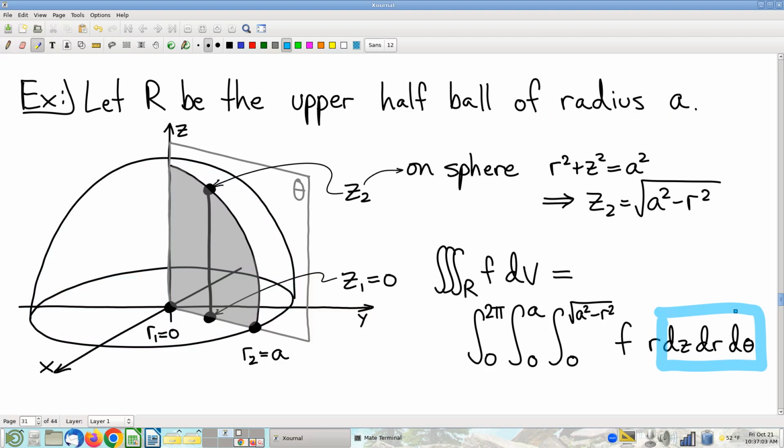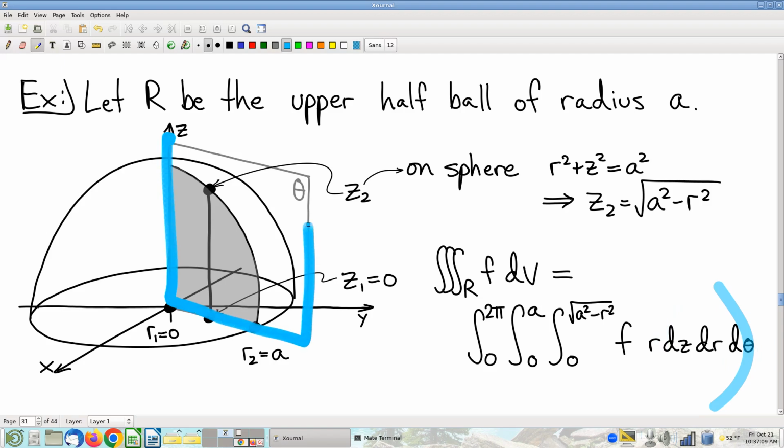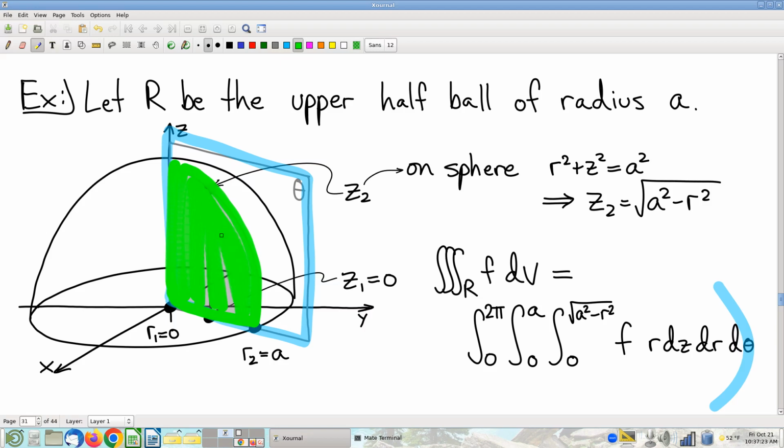So notice d theta on the outside. That means I do my theta slicing first. Here's a theta slice. We've got to play the usual game now. We have to think about how that theta slice intersects our solid, and it intersects our solid in these kind of quarter disc slices like that. Is that cool?